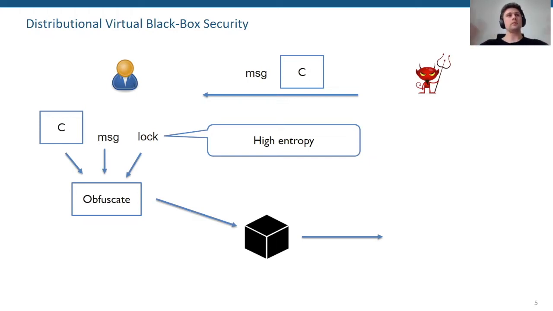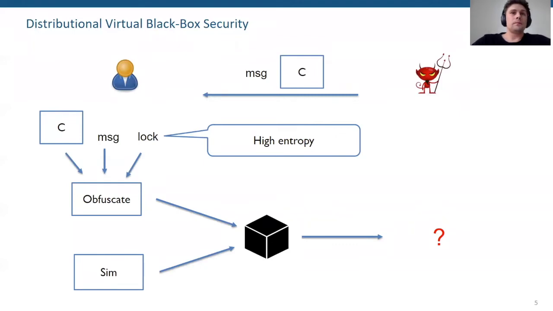In particular, for most of the presentation, we are going to assume that the lock is chosen from the uniform distribution, independent from the circuit, independent from the message. And the goal of the adversary is to distinguish between two worlds. One world is that the obfuscation is generated by the user, and the other world is that the obfuscation is generated by a simulator, where the simulator does not have access to the circuit, the message, or the lock value, so it has absolutely zero knowledge about those variables. And the adversary is supposed to distinguish between these two worlds.